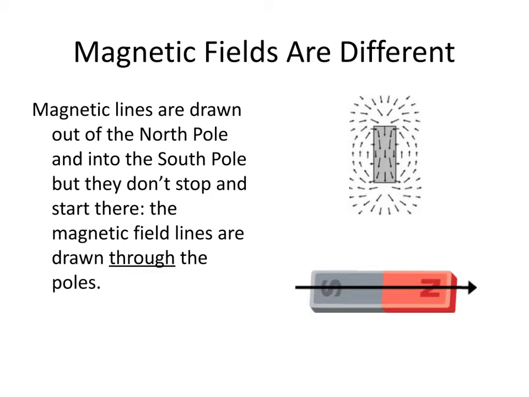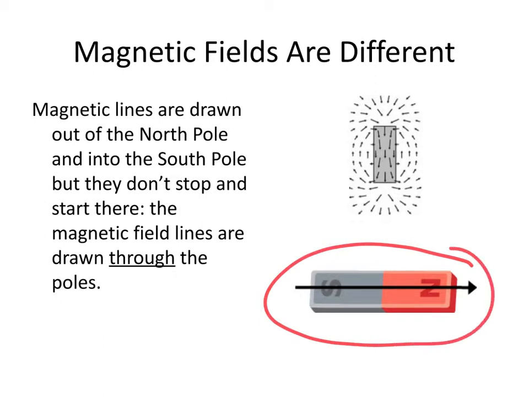So inside the magnet the field lines go from south to north, and they go from north to south outside. And so here we would have our South Pole. Here's the North Pole. So the magnetic field lines go from the north to the south, outside the magnet, but inside the magnet they go from south to north. So north to south outside, south to north inside.